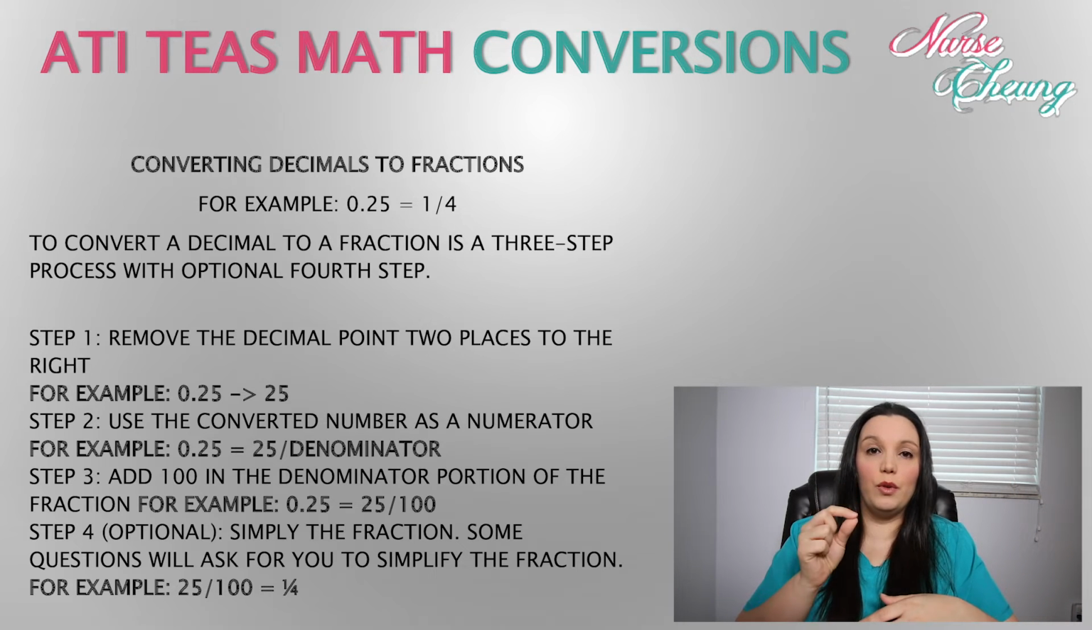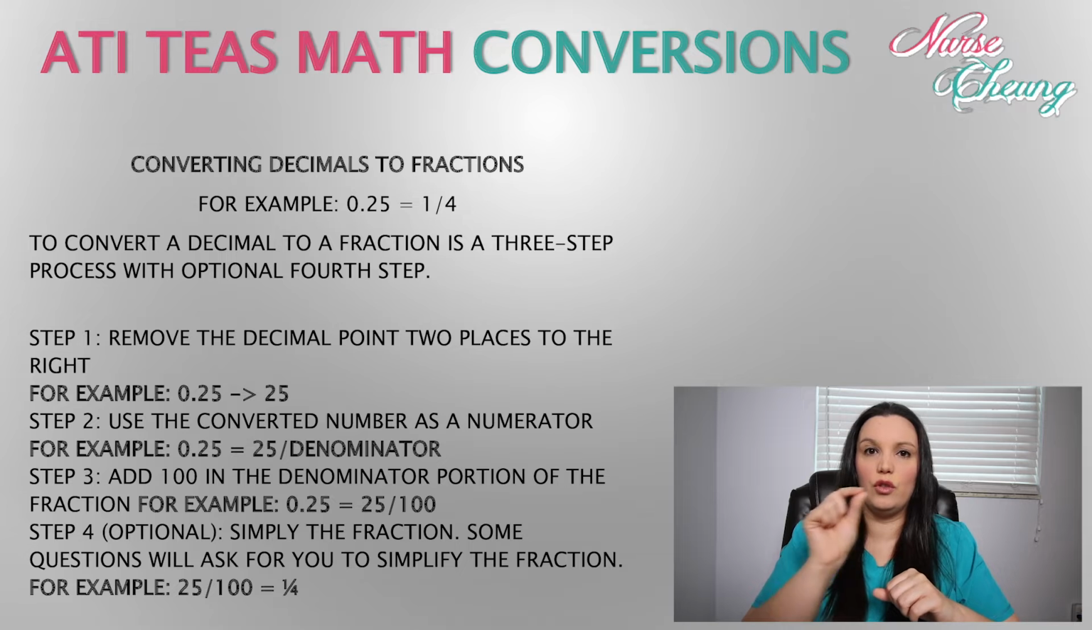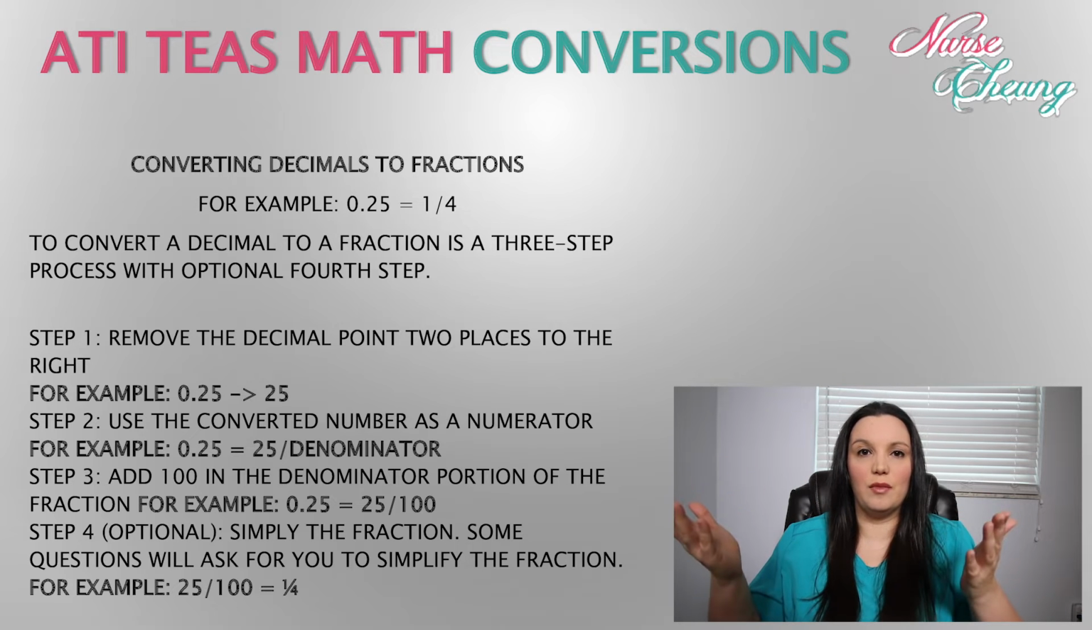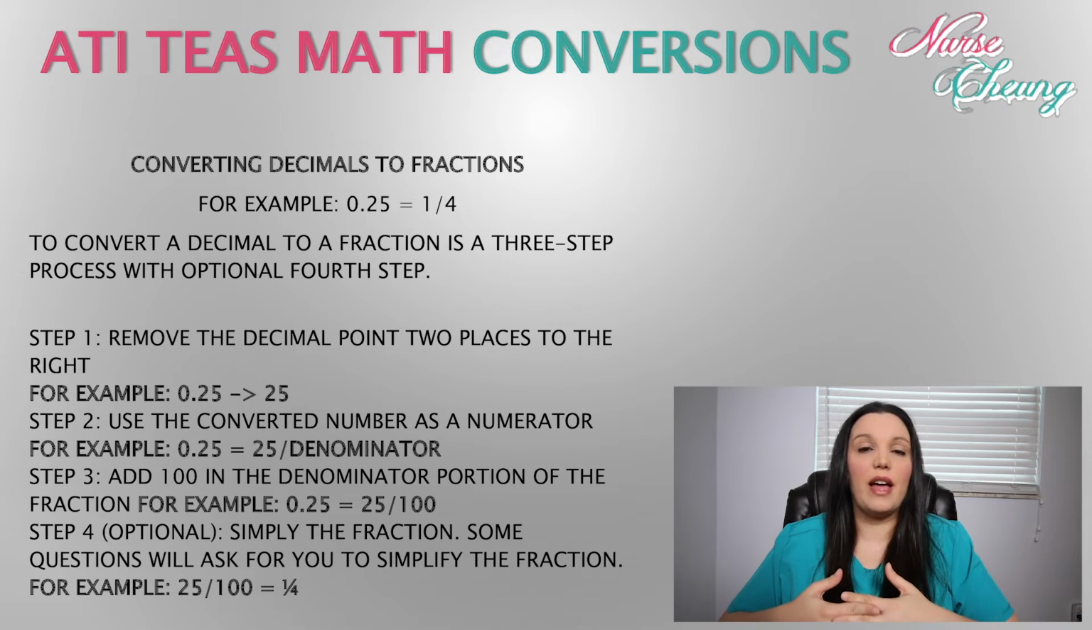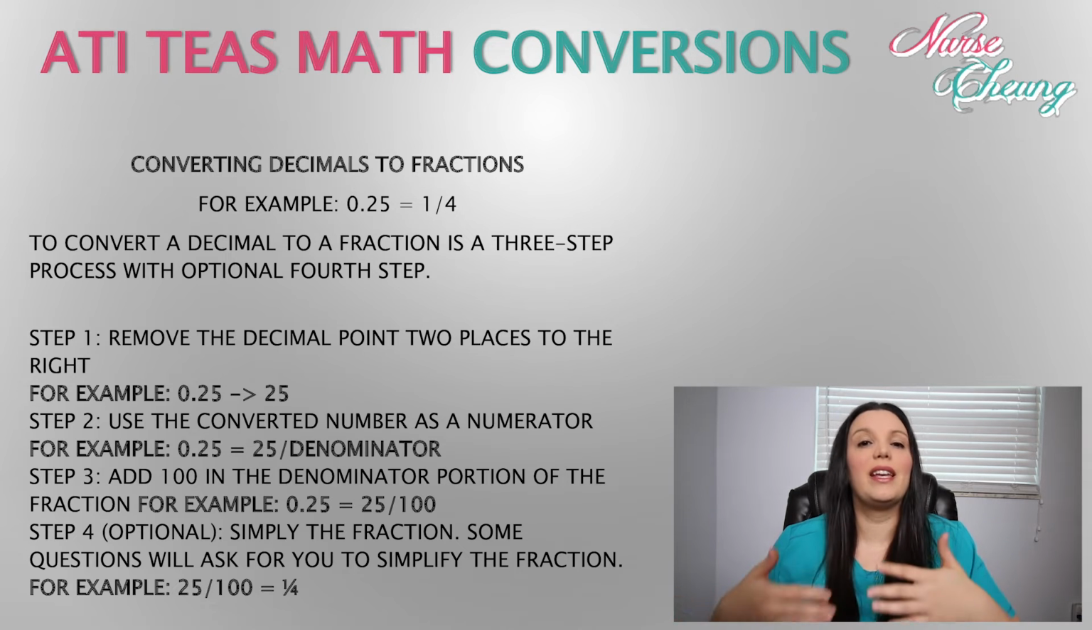That's how we're able to move our decimal place over 2 times. There's 2 zeros behind the 100. That gives us 2 places to move a decimal point to the right. So that creates 25 over 100, and that is your answer.